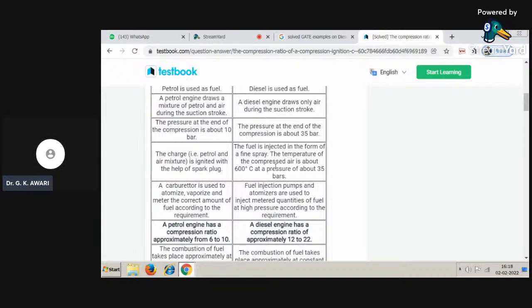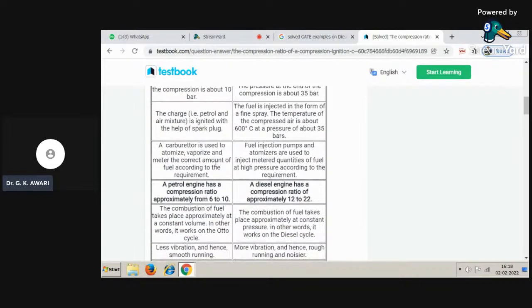Then in the case of the petrol engine, the charge, that is the petrol and air mixture, is ignited with the help of the spark plug. Whereas in the case of the diesel engine, the fuel is injected in the form of a fine spray, and the temperature of the compressed air is about 600 degrees centigrade at a pressure of about 35 bar.